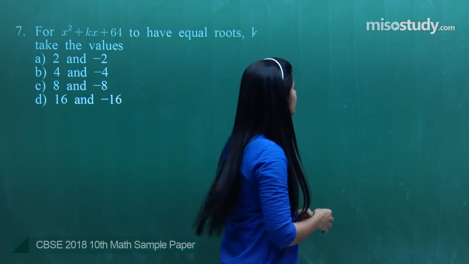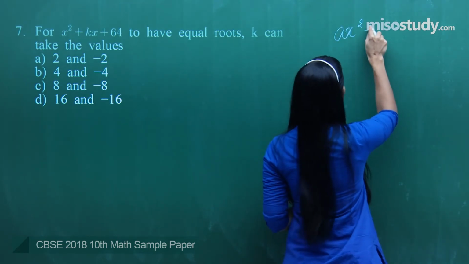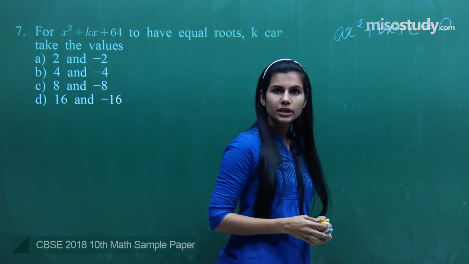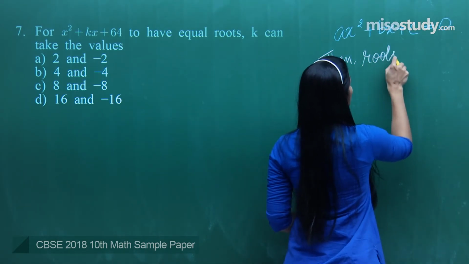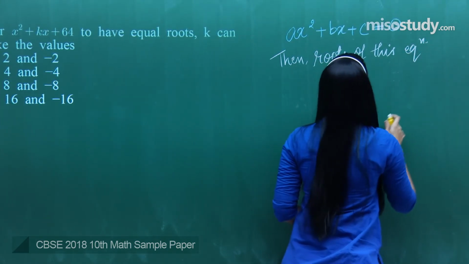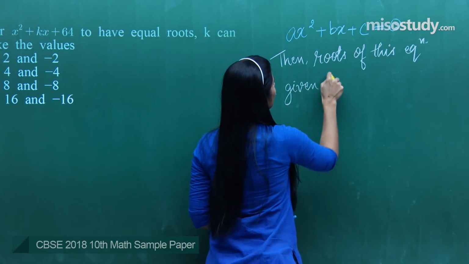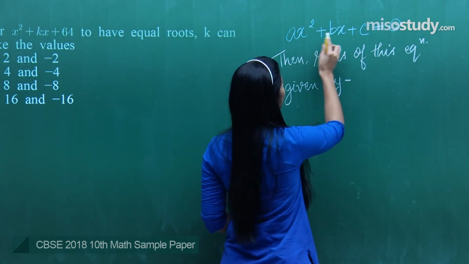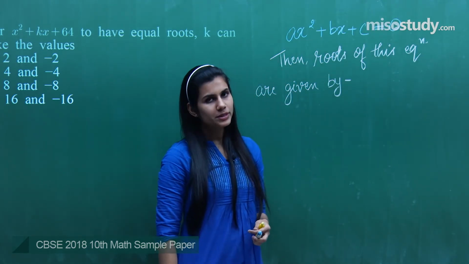Now for that, just recall a certain concept. If you have the quadratic equation ax square plus bx plus c equals 0, then roots of this equation are given by. Roots of this equation means the values of the unknown x, which when plugged in over here satisfy this equation, or the answer comes out to be 0.